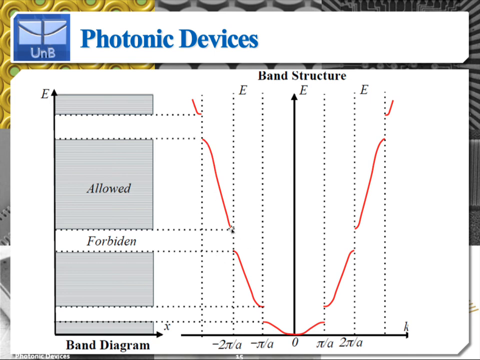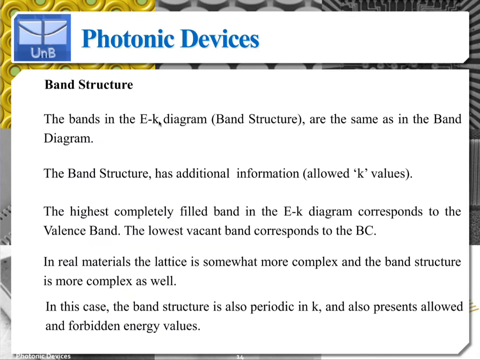So the same thing in this band here. Instead of showing this portion right here, you show it right here so that there's no overlap with the bands below or above it. To summarize, the bands in the E-k diagram or band structure are the same as the bands shown in the band diagram.